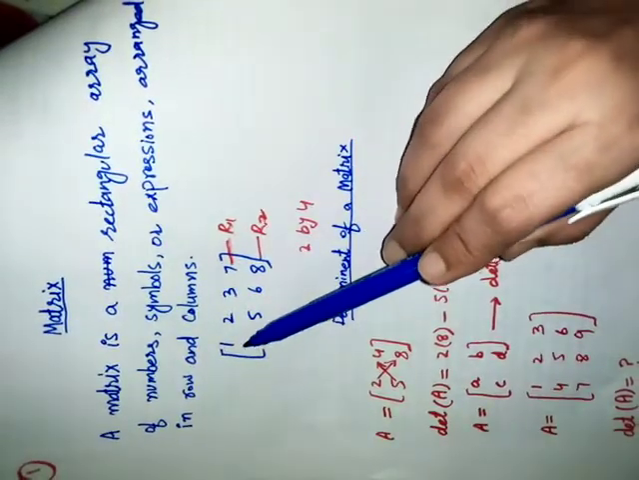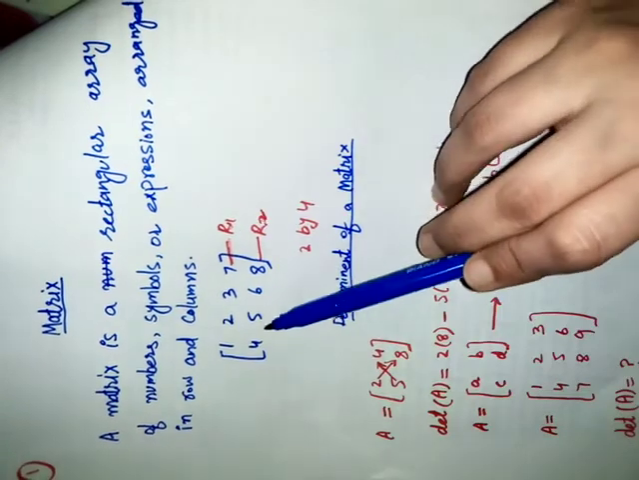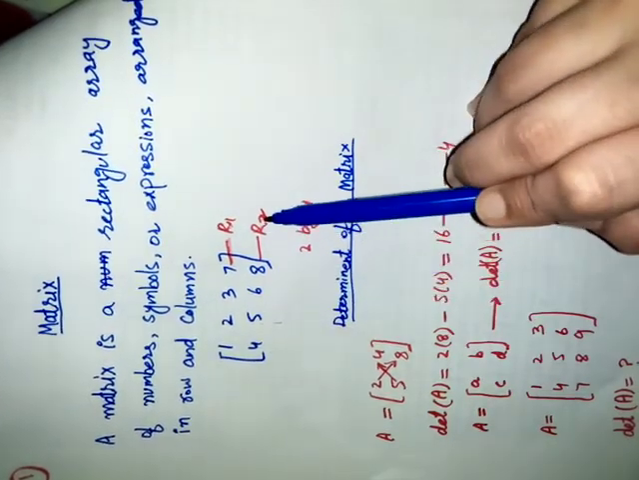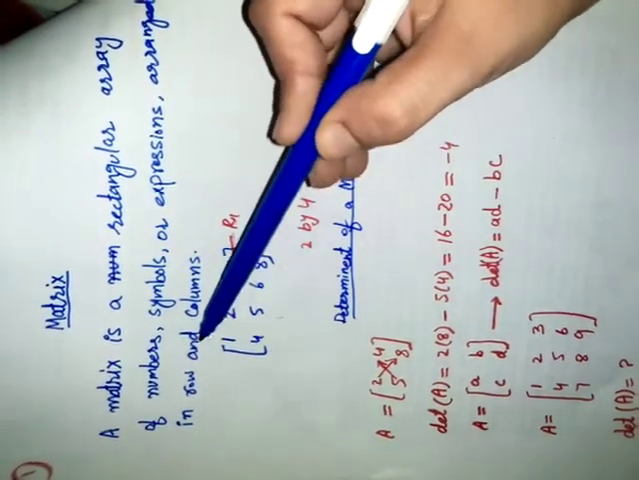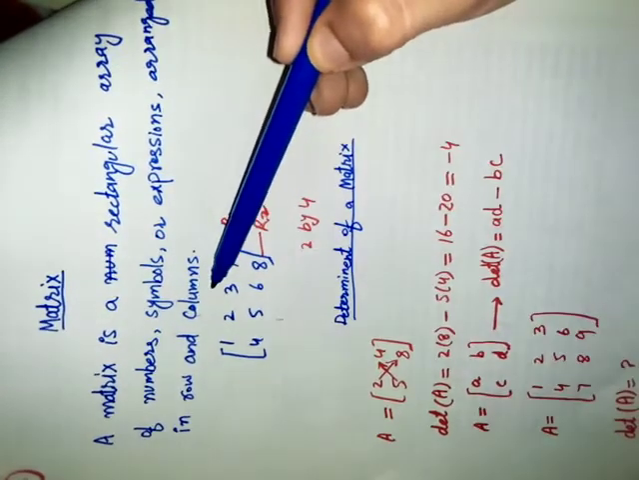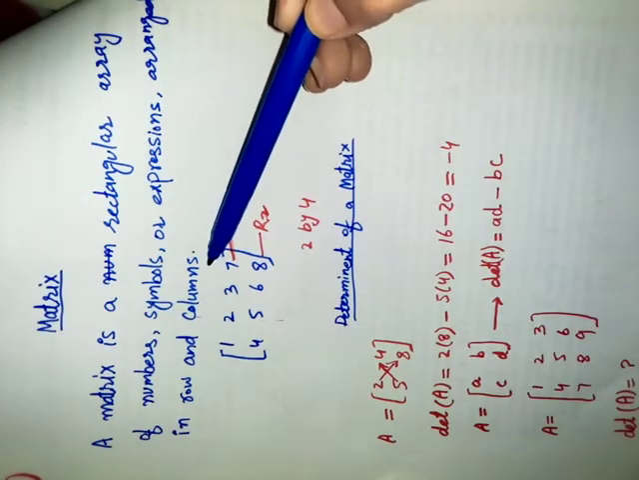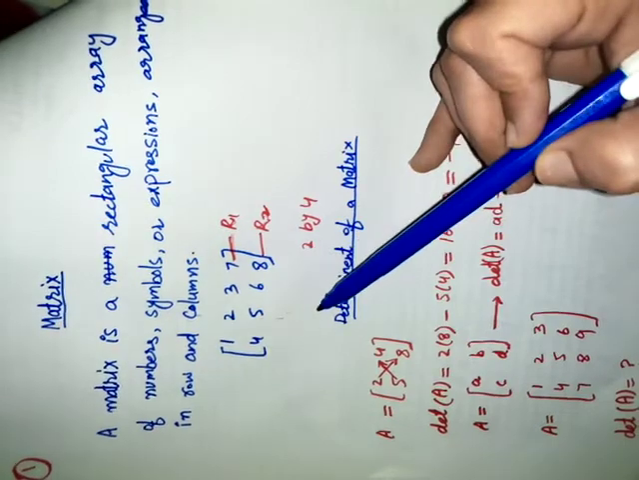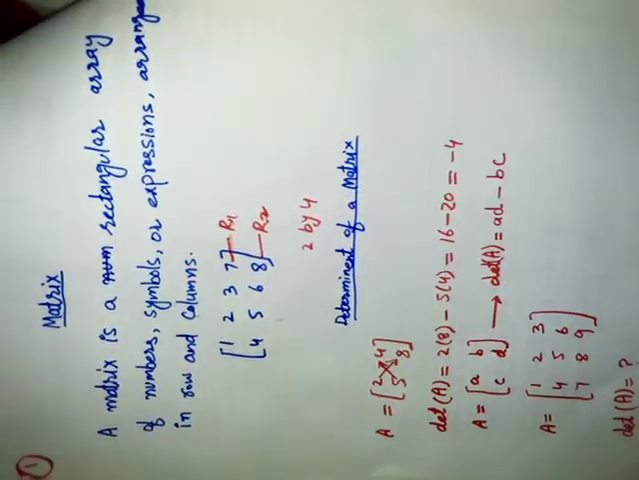The horizontal line 1 2 3 7 is the first row, R1, and the second, 4 5 6 8, is called the second row. It contains 4 columns. This is the first column, 1 4; the second column contains the numbers 2 5; the third column contains the numbers 3 6; and the fourth column contains the numbers 7 8. So this matrix contains 2 rows and 4 columns, so its order will be 2 by 4.